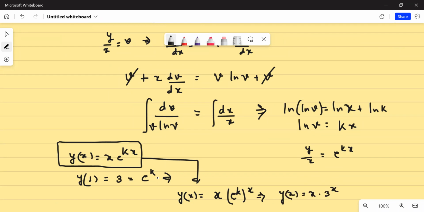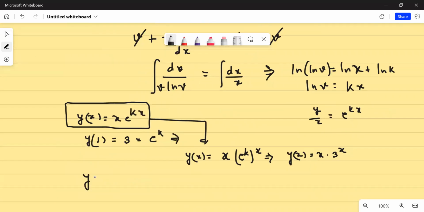Is that clear? This is simple exponent rule. So e to the power kx, I can write as e to the power k and whole power x. So this will be it. And it was asked in the examination, what will be the value of y(3)? y(3) would be 3 raised to power 4, that is 81.